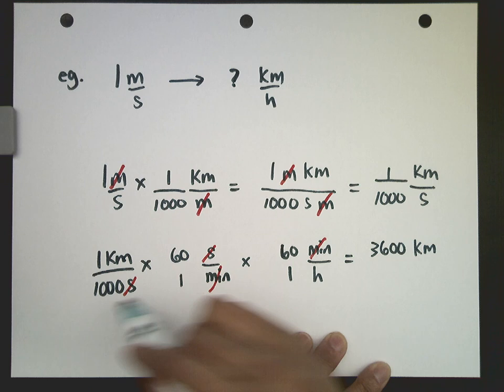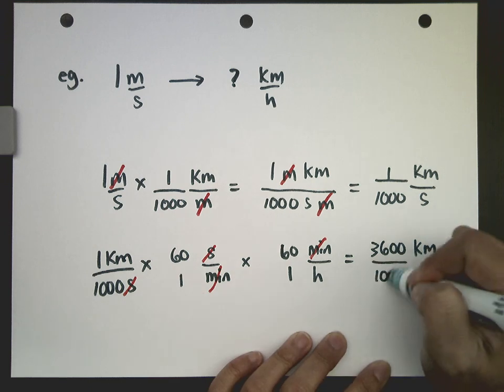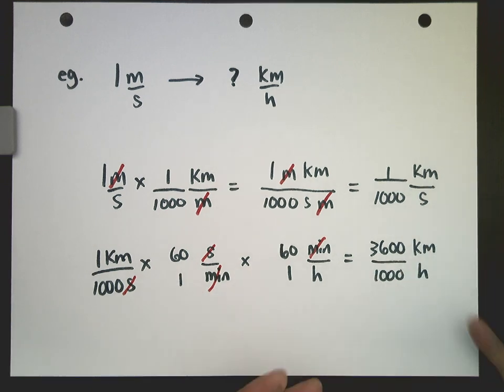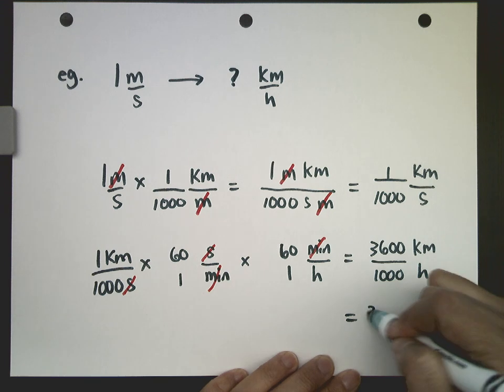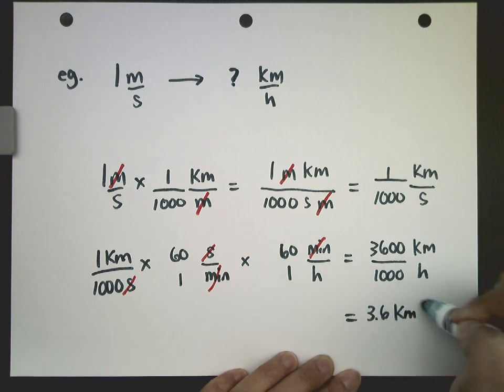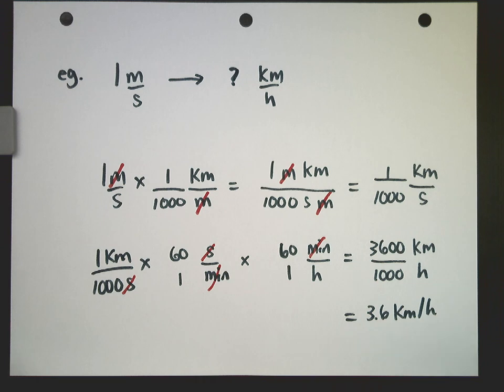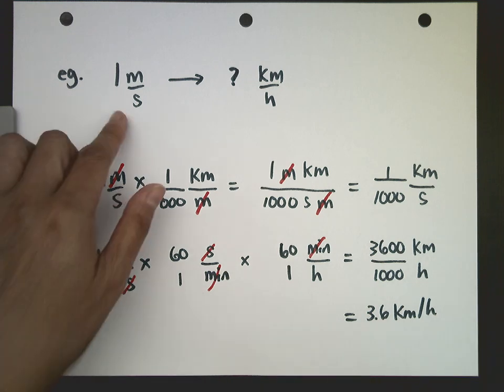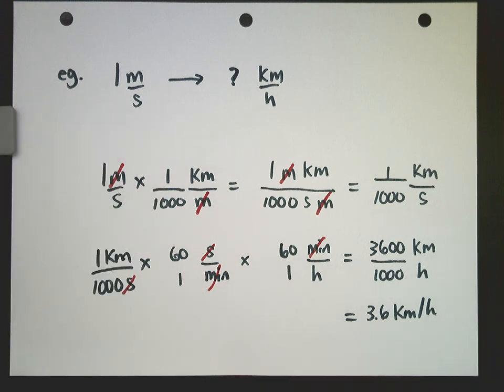kilometers. And going across at the bottom is 1,000 hours. So there you go. So the conversion is 3.6 kilometers per hour. So if you were to walk 1 meter per second, you are in fact traveling 3.6 kilometers per hour. And that's how you convert.